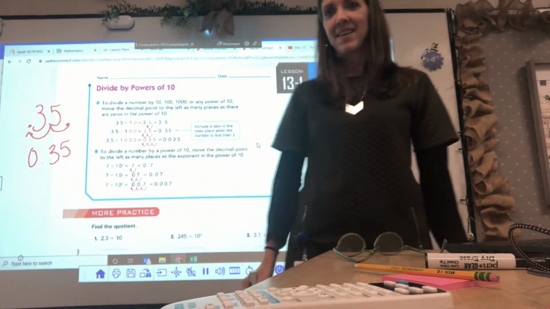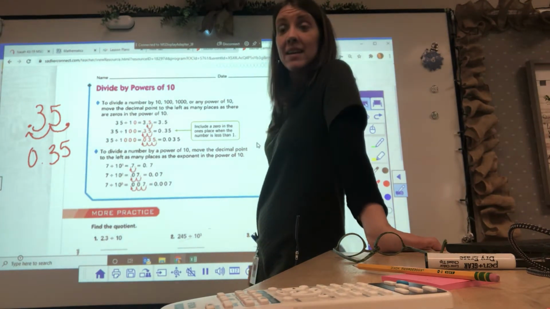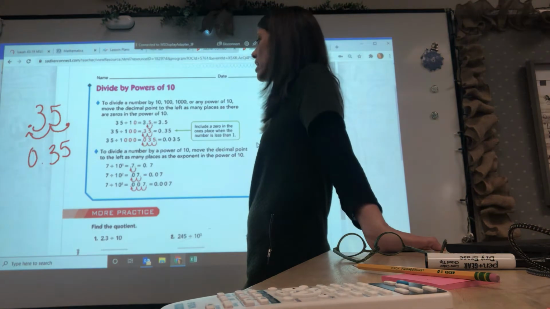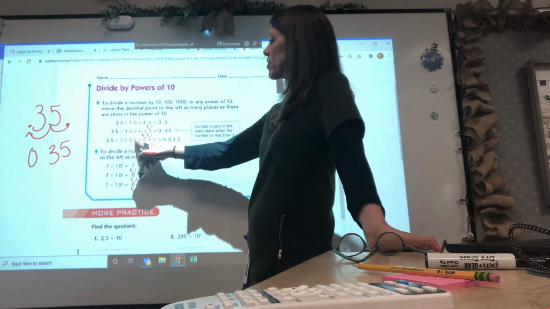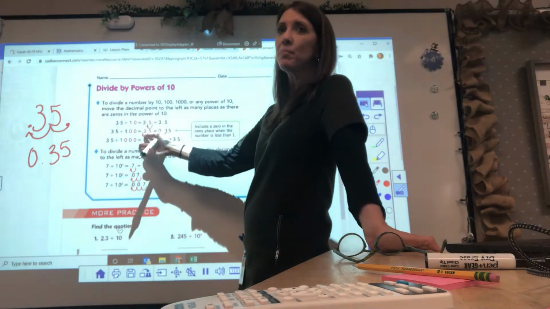Why do we have this 0 here? Michaela? Because you can't just have a decimal point. You have to have a number. Yes, you have to have a number in the ones spot. So we have to add that 0. And if we divide by 1,000, we move that decimal point over 3 spots. So this is super easy peasy.